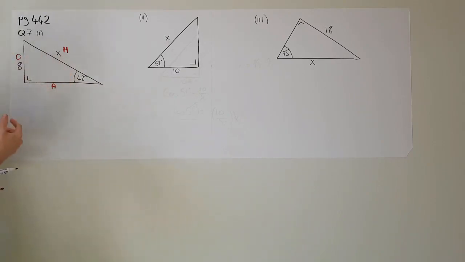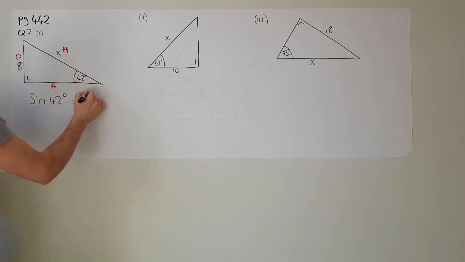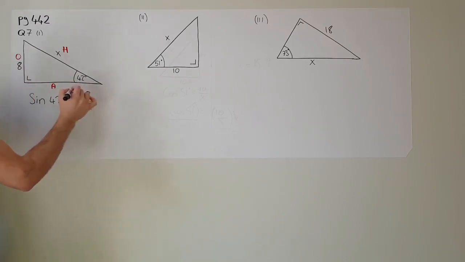Which of our 3 trig values? Silly rhyme: Silly Old Harry, Caught Herring, Thrown Off America. Silly Old Harry, so it is sine. It is sine of the angle of 42 degrees, which is O over H, so it's 8 over x.